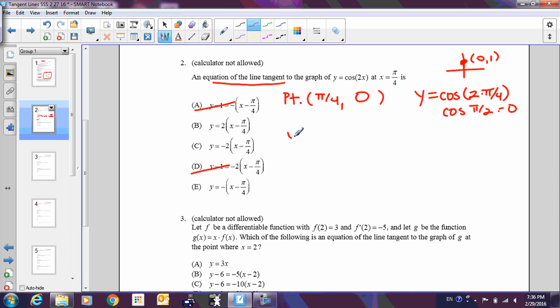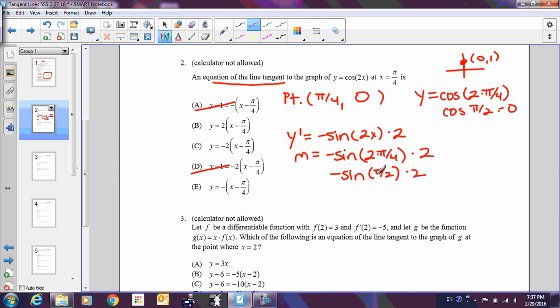Now, in order to do the slope, we need to do the derivative. So the derivative of cosine 2x would be negative sine of 2x times 2. Don't forget the times 2, that's part of chain rule. And so in finding the slope, again, we're just going to plug in pi over 4 in for x. Again, that times 2 gives us pi over 2. But this time, sine of pi over 2, that's the y value up here, that's going to be negative 1. So we have a slope of negative 2. We get C as our answer.